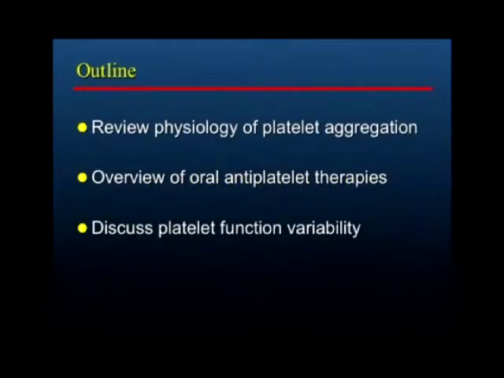So the outline for today, and I do apologize, the slides did not make the syllabus, so these are available for downloading onto your USB drives before you leave the conference. We're going to review the pathophysiology of platelet aggregation, review some of the oral antiplatelet therapies, and also briefly discuss some of the platelet function variability, which is getting a lot of press in the literature these days.